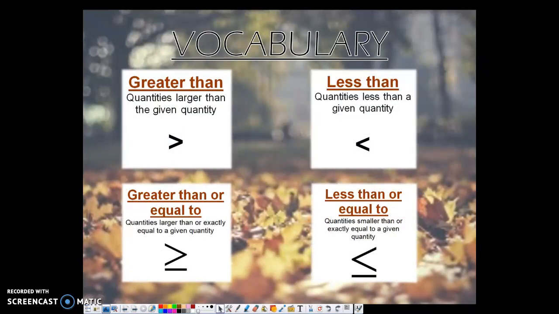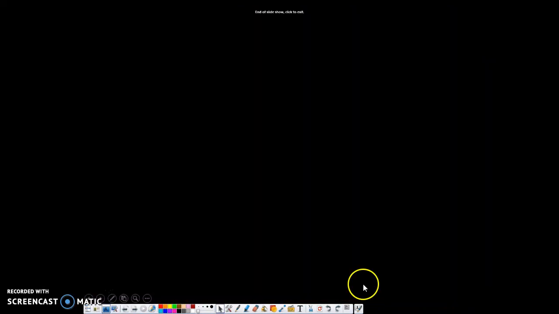Now, greater than, that means whatever's on this side is the bigger number. Less than means whatever's on this side is the smaller number. Greater than or equal to means this number needs to be greater than or equal to the number on the other side. Less than or equal to means this number here needs to be less than or equal to the number on the other side.